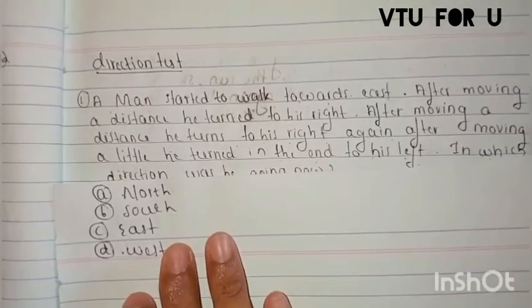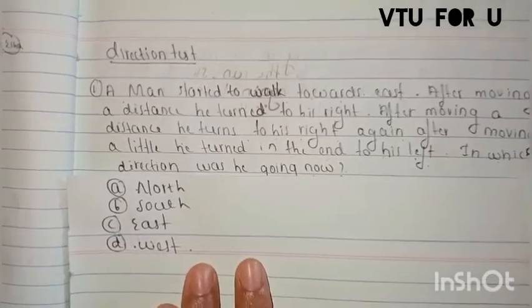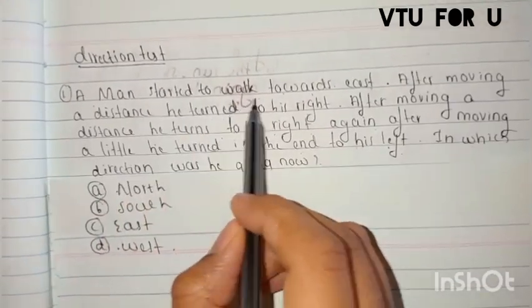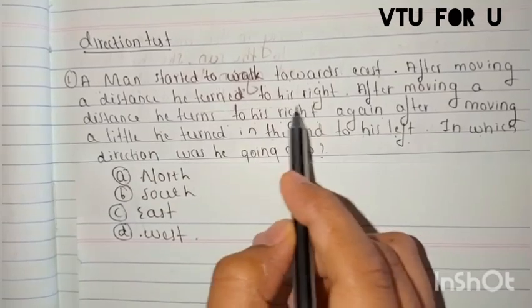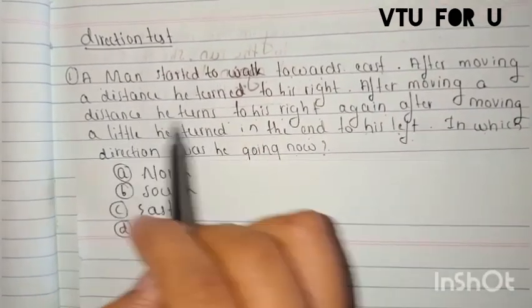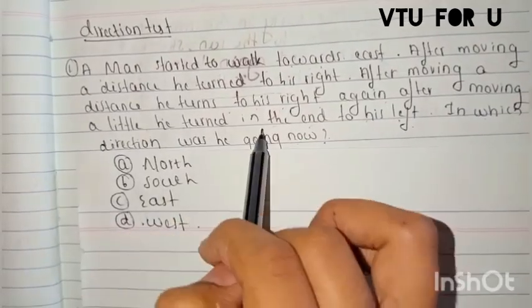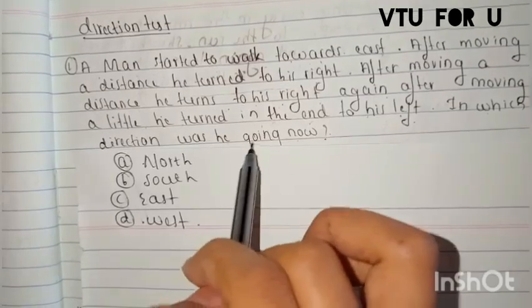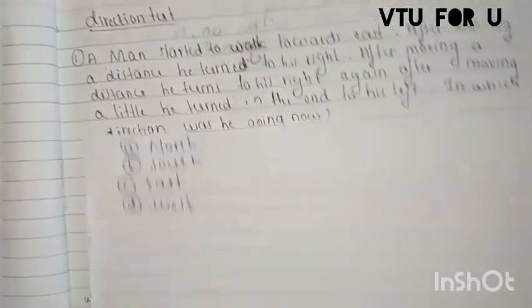Okay, these are the questions based on direction test. Let's move to the first question, which is very easy. The question might look lengthy, but it is definitely very easy. First question: a man started to walk towards east. After moving a distance, he turned to his right. After moving a distance, he turned to his right again. After moving a little, he turned in the end to his left. In which direction was he going now? Options are north, south, east, west.